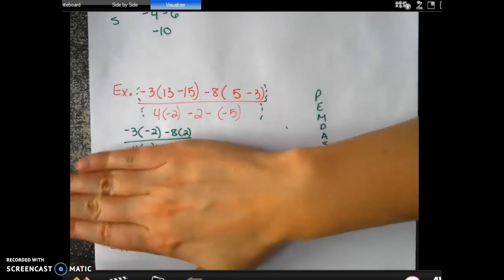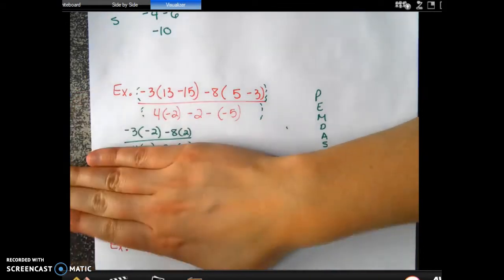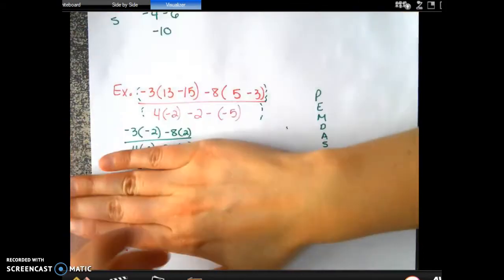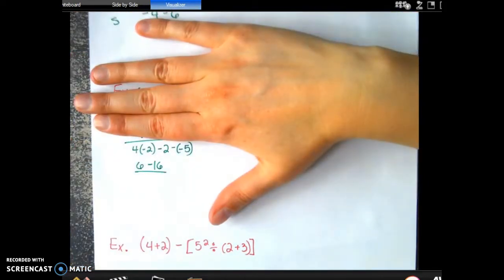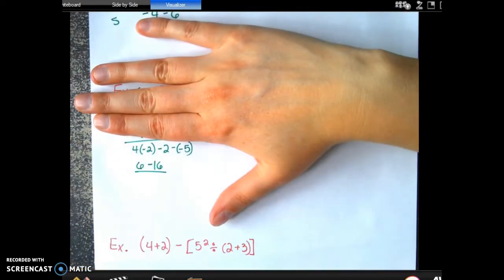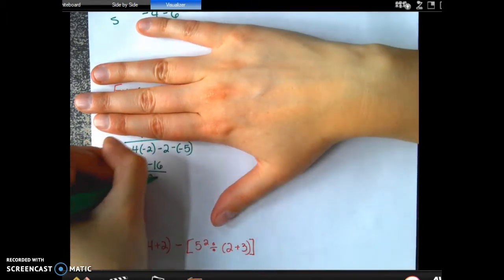Multiplication. Okay, looking at the top, I have two multiplications, so I'm just going to do them left to right. Negative 3 times negative 2 is positive 6. 8 times 2 is 16. Now, on the bottom, I do have one multiplication to do. So 4 times negative 2 is negative 8, minus 2, minus negative 5. Okay, so there's my multiplication.